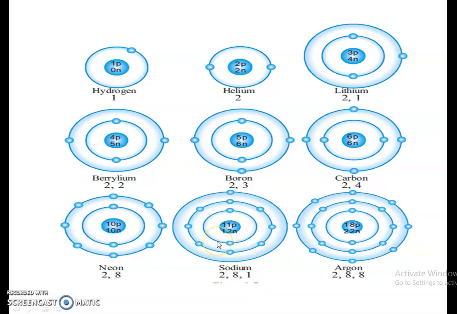Sodium has an atomic number of 11. So with 11, the first shell can occupy 2 electrons. The second shell can occupy 8. So 2 plus 8, 10. So there is 1 electron remaining for the outermost shell. So it will be filled in the third shell. Okay, argon also is completely stable because, as I told you, noble gas elements are completely stable.